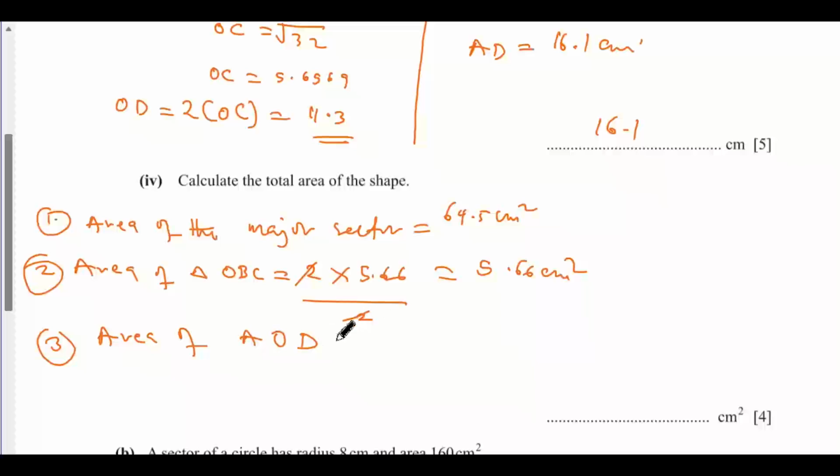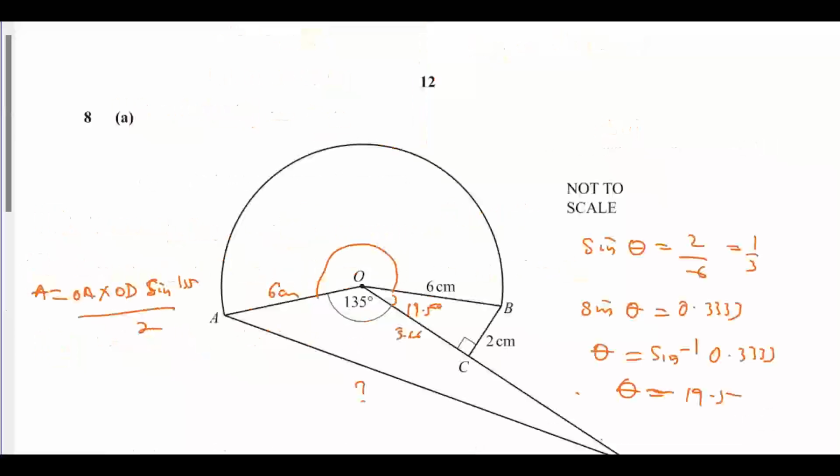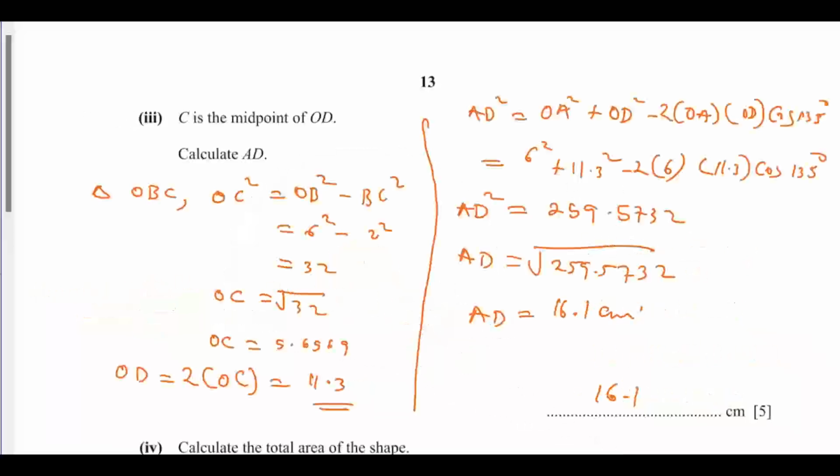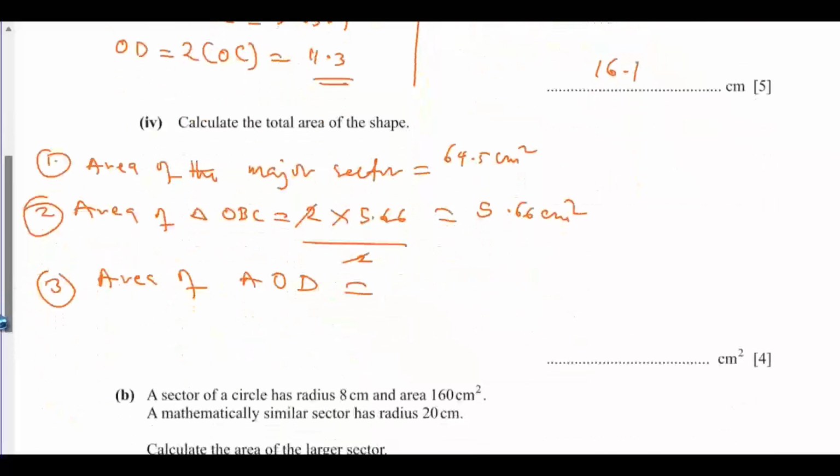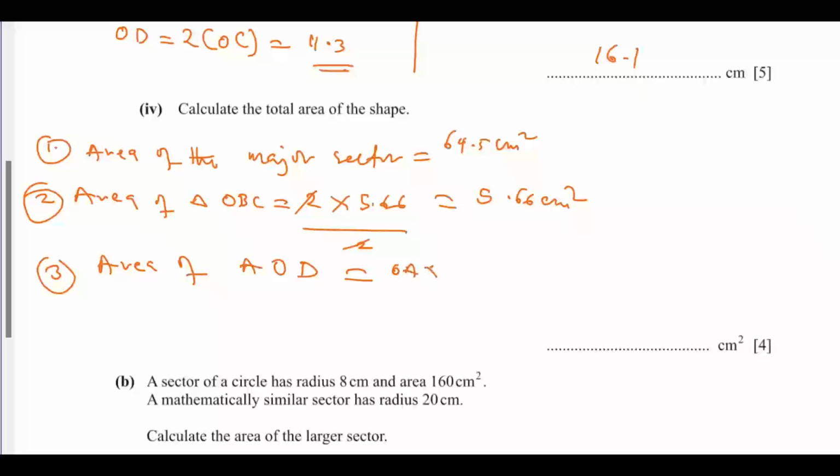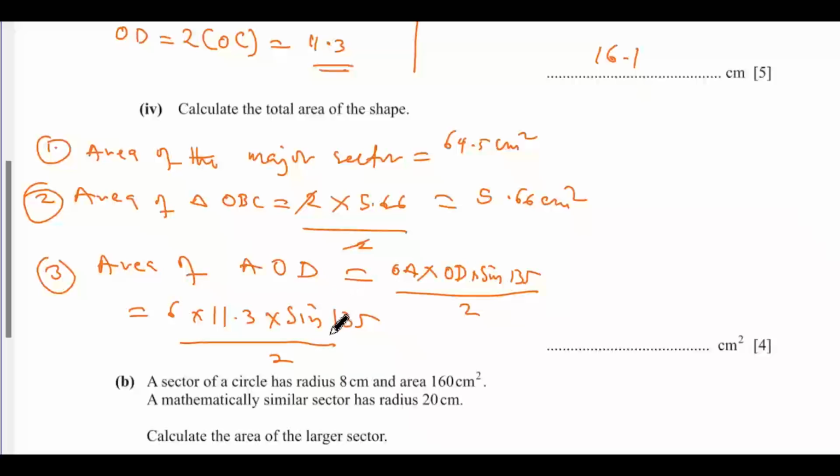Okay, so area of triangle AOD will be equals to, we have to make use of OA. I think I wrote it up here before. That is OA times OD sine 135 over 2. Okay, so that is the area. So let's scroll down. So it will be OA times OD times sine 135 over 2. Okay, so if you do this, it will be equals to 6 times 11.3 times sine 135 divided by 2.